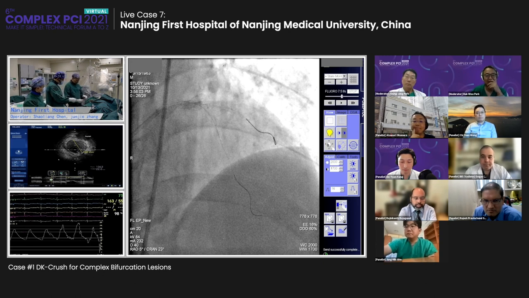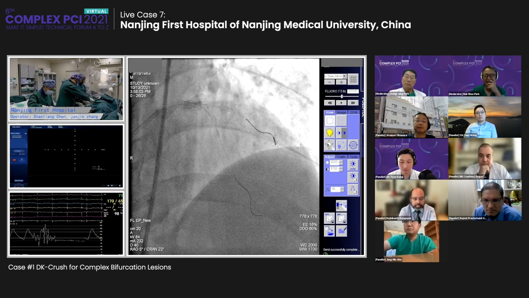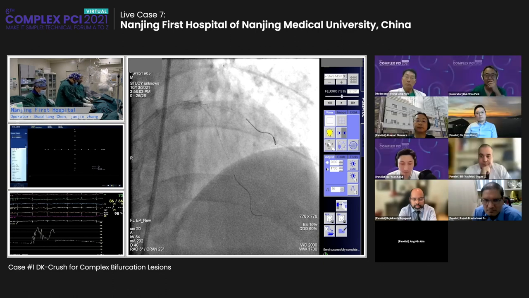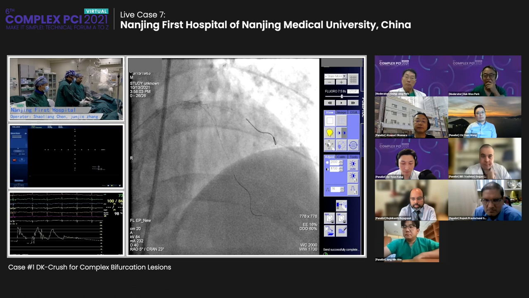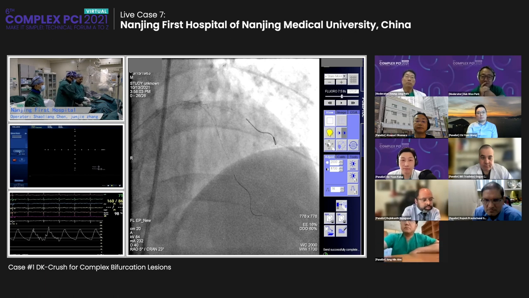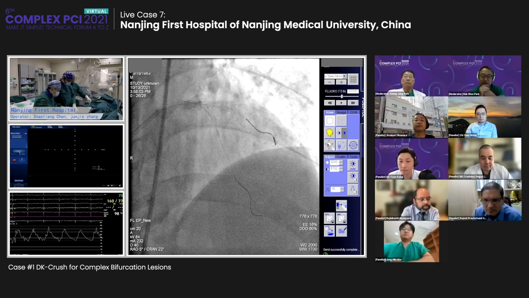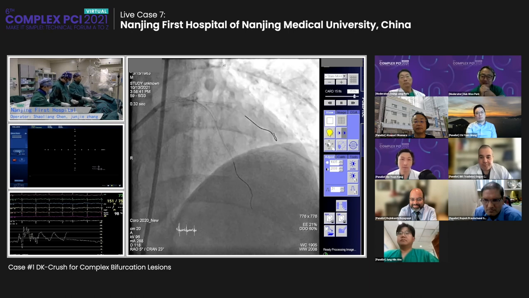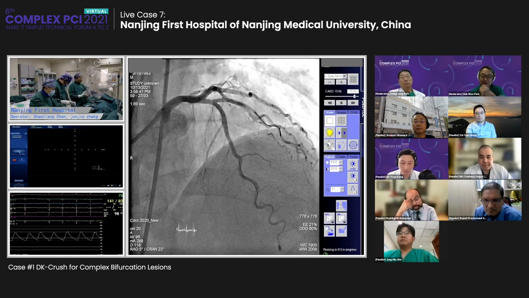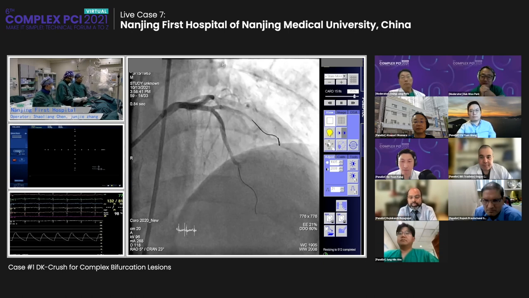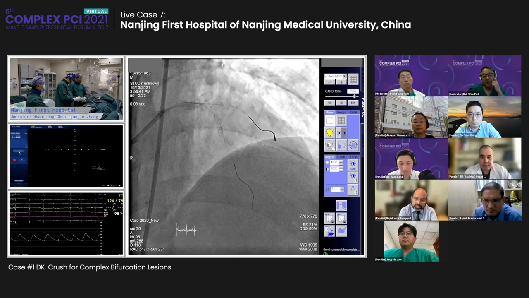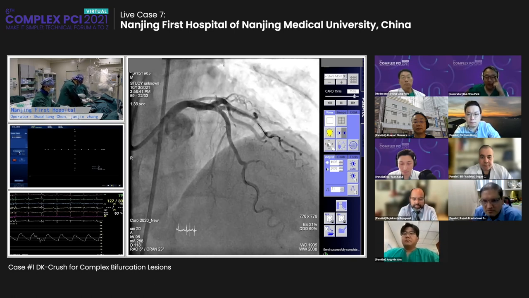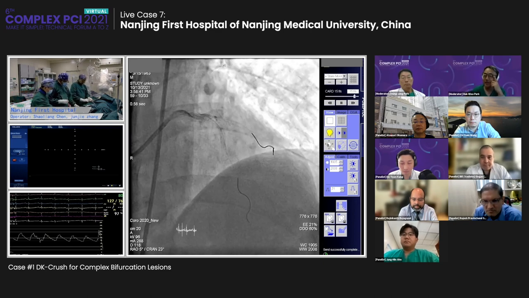After nitro injection, we will recheck the IVUS. I am very happy. I see the hemodynamic blood pressure and heart rate are very stable. Great, wonderful. Nice, excellent. But from angiography, I suspect there is a slight plaque prolapse, not too severe, just at the bifurcation area. But let's check how it was. Angiographically, the final result is excellent. Looks great. Thank you.